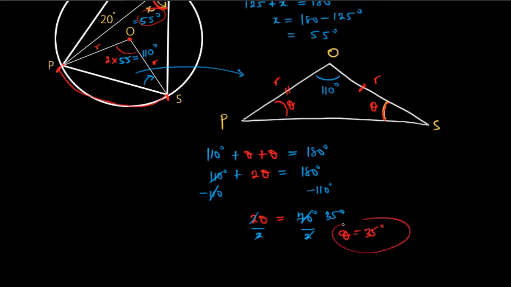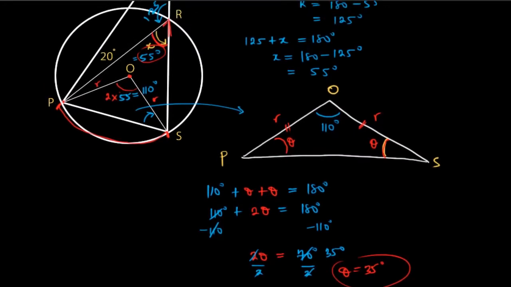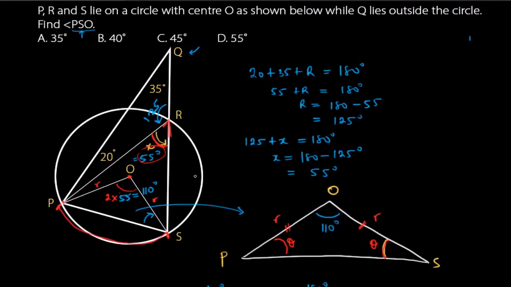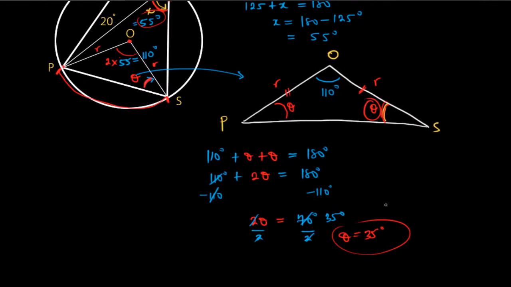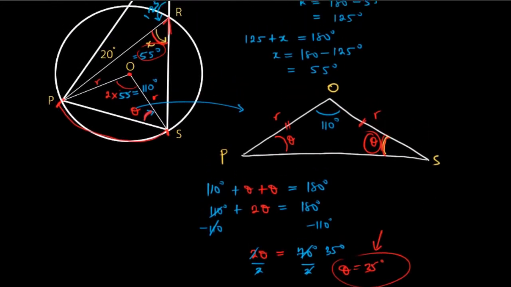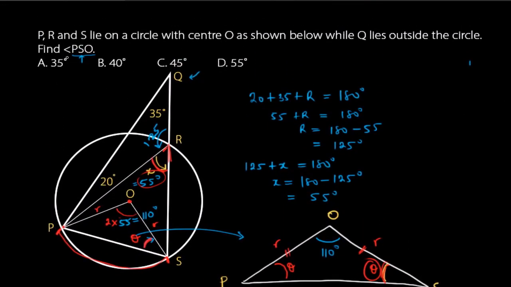So again, our aim is we want to find this angle here, and we call this angle theta. That is, this angle here is theta, and we've just shown that the angle theta is 35 degrees. So let's check our options. So this is the solution here, 35 degrees.